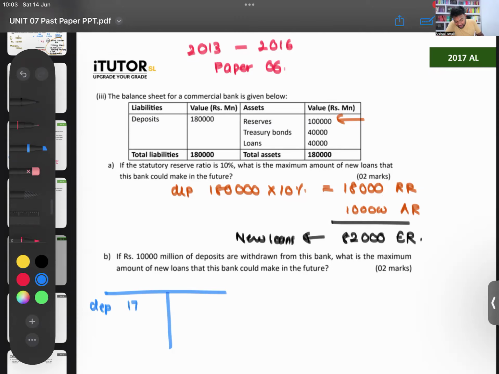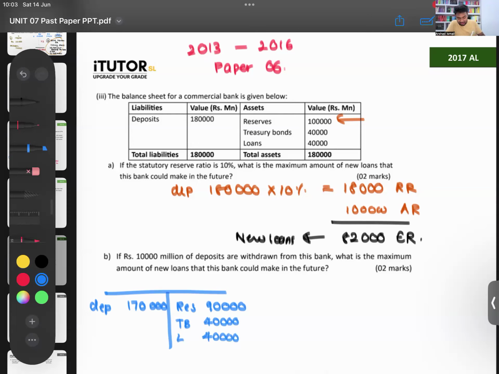And then, they are withdrawing money. Money is going from the bank safe. The money that the bank has in their safe is called reserves. So reserves, they had 100,000. Now how much will they have as reserves? Now they will only have 90,000 as reserves. And that part is what I missed in my A-level paper. Then treasury bonds and loans, will that change? Treasury bonds will be 40. Loans will be another 40. Those don't change.